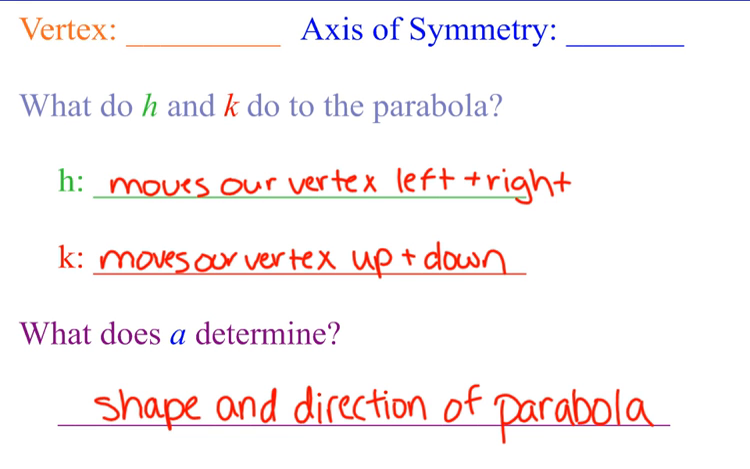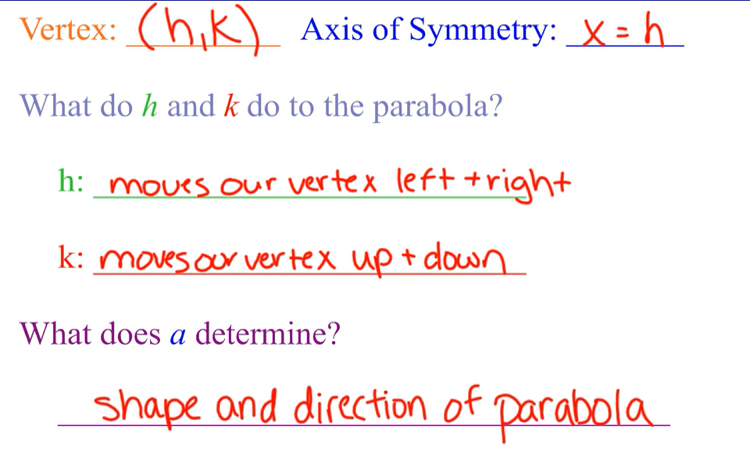And so our vertex, you'll see that spot I have for vertex up there, our vertex is actually always going to be (h, k). The axis of symmetry, since that's the line that cuts our parabola in half, is going to be x equals h. So whatever that x coordinate of the vertex is.